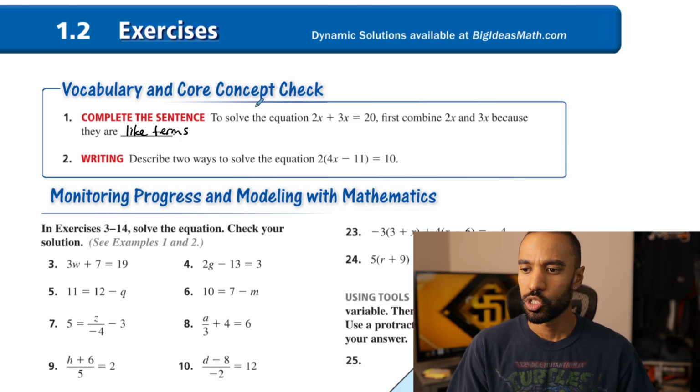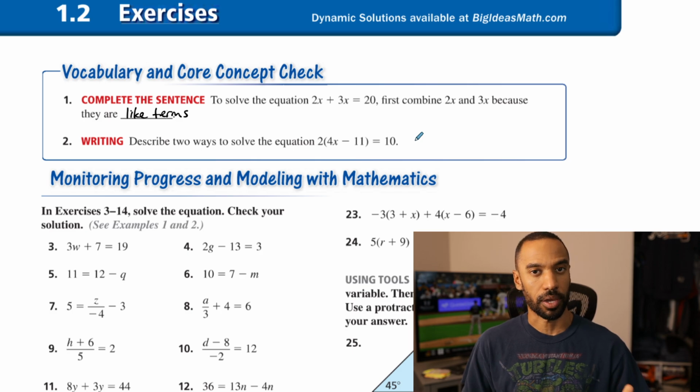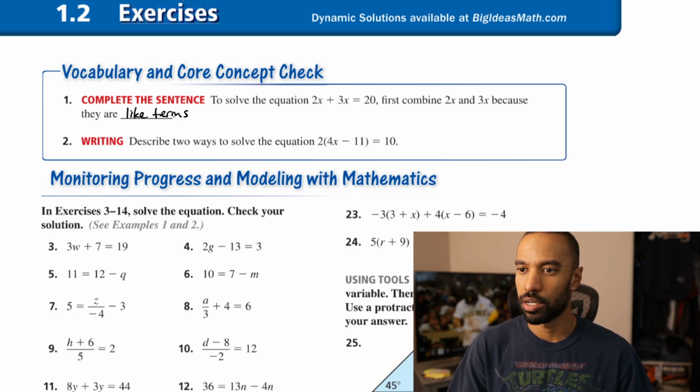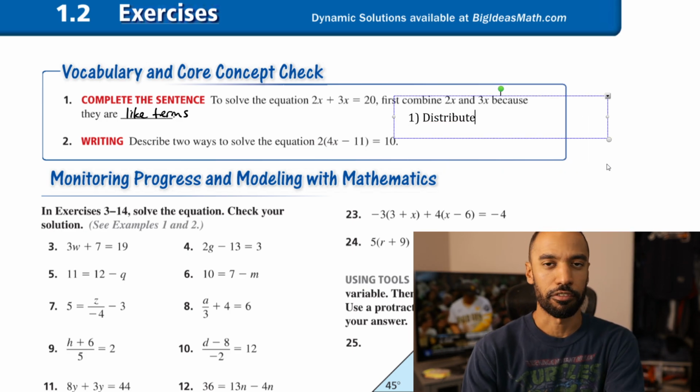Number 2, describe 2 ways to solve the equation 2 times 4x minus 11 equals 10. Okay, so the 2 ways are method 1, distribute the 2 first. This is just the first step.